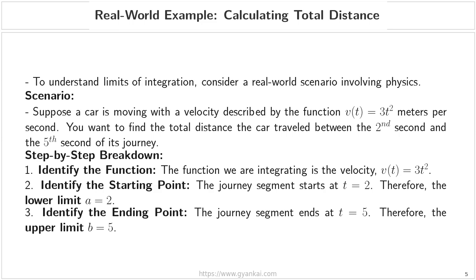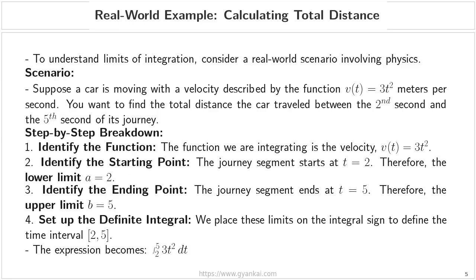Therefore, b equals 5. Now we can set up the definite integral. We take the integral symbol, and then we place our lower limit, 2, at the bottom, and our upper limit, 5, at the top. This gives us the integral from 2 to 5 of 3t squared dt. Remember, the dt indicates that we are integrating with respect to the variable t. So, the entire expression looks like this, the integral from 2 to 5 of 3t squared dt.